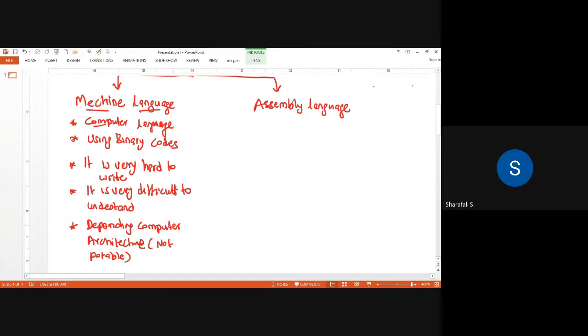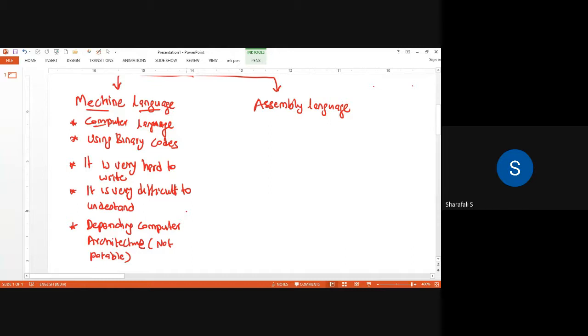What that means is, if you are making programs for some particular device, some particular hardware, or some particular system which is running, for example, 32-bit, that cannot be used in some other system which has a different computer architecture or different configurations. So it is not portable. Basically, it is not portable.